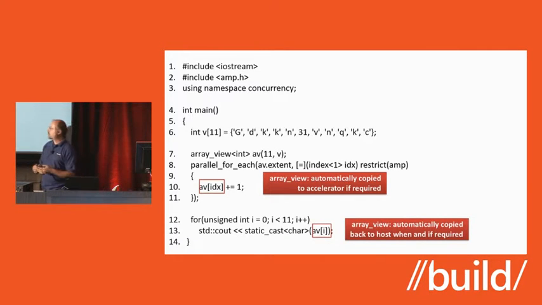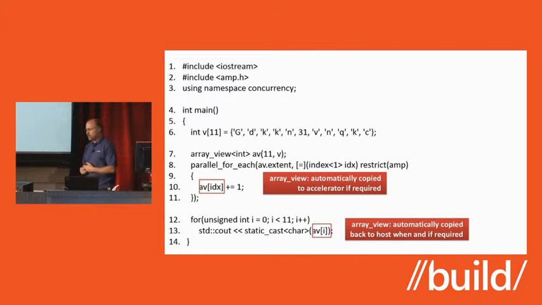So array views handle this automatically for you. They're really smart. Here on line 10, or actually when it's captured on line 8 into the lambda, the array view says, hey, I know that the latest version of my data is on the CPU. It's not on the GPU yet. So I'll automatically move it to the GPU at that point. I'll do my computations on it.